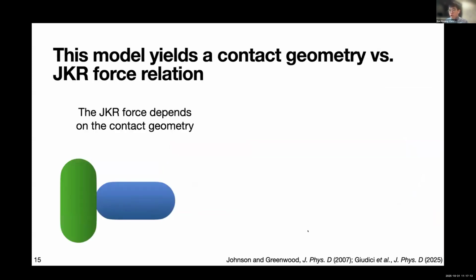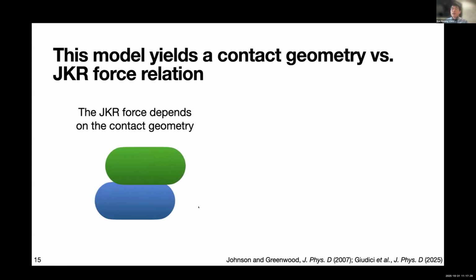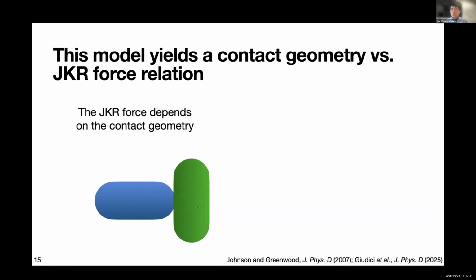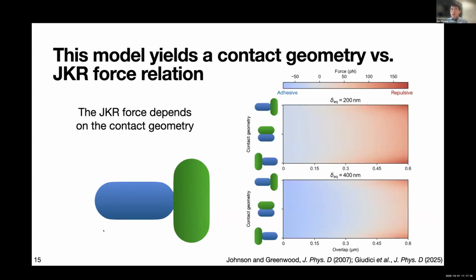Now, this model is much more complicated. It's very elaborate. But just to briefly summarize, this model yields forces that also depend on the specific contact geometry. So you can imagine fixing this blue cell here and achieving various contact geometries, a family of contact geometries, by sliding this green cell along this blue cell.